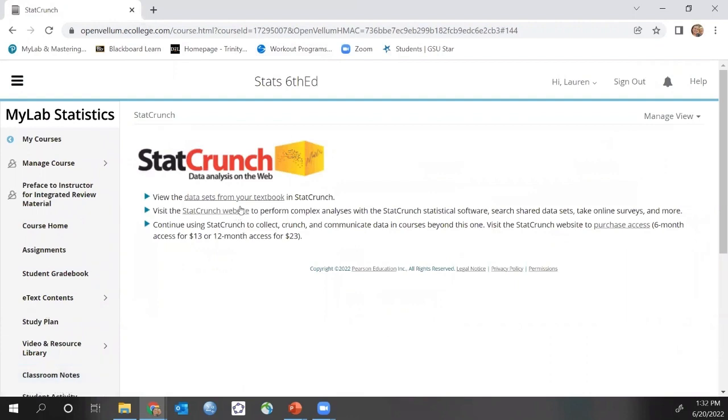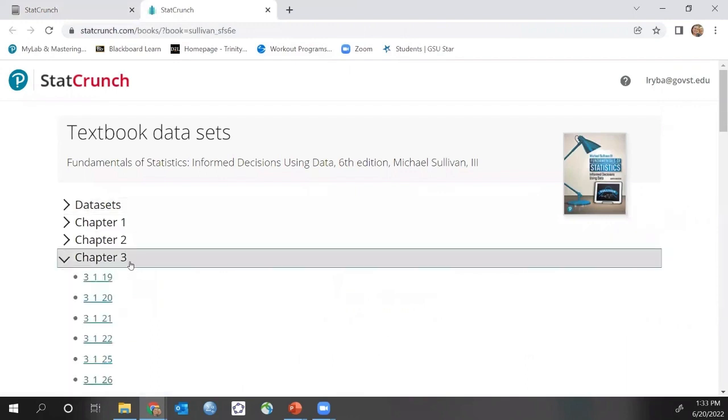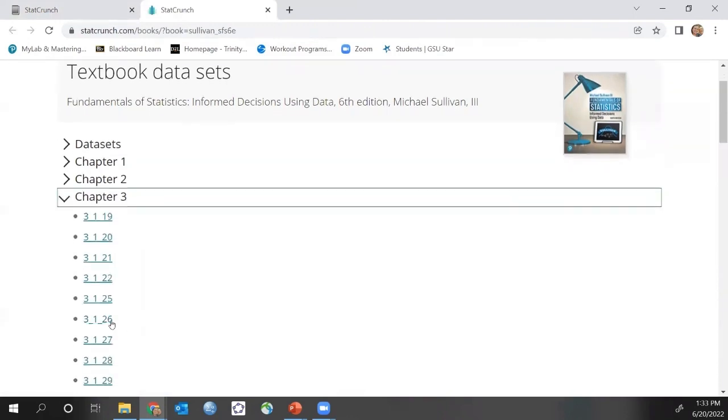So I'm going to click this top one here, which is view data sets from the textbook. And we are in chapter 3. So what I would like you to do is open up 3:126.